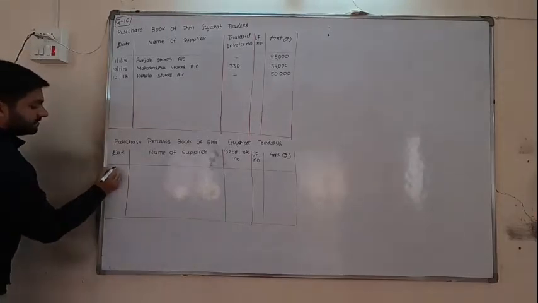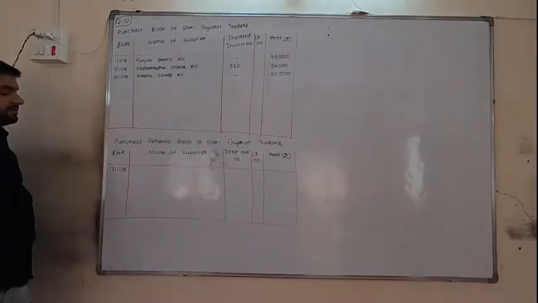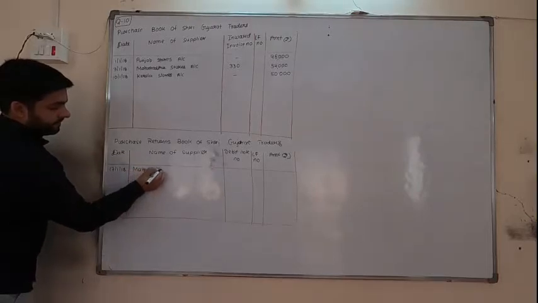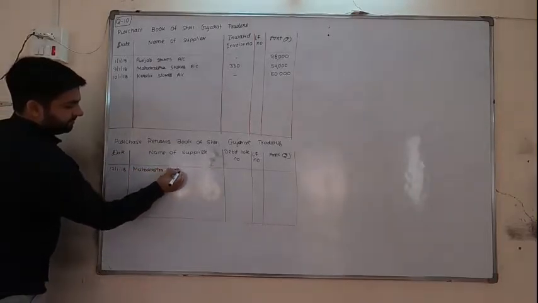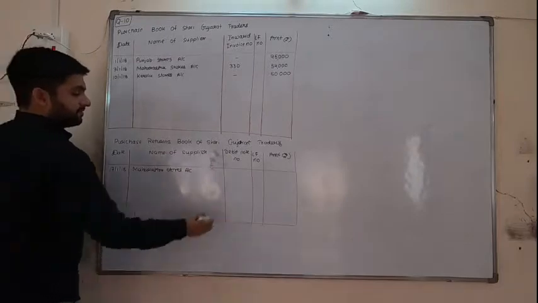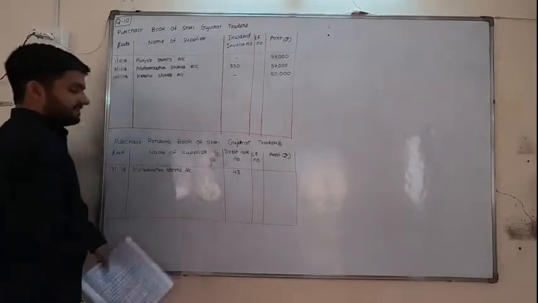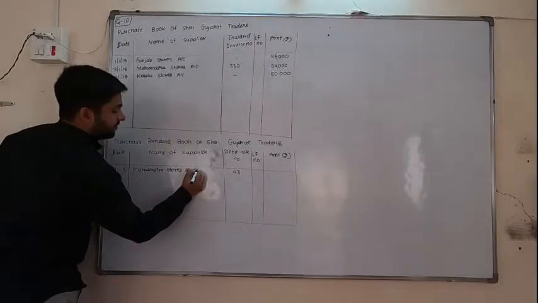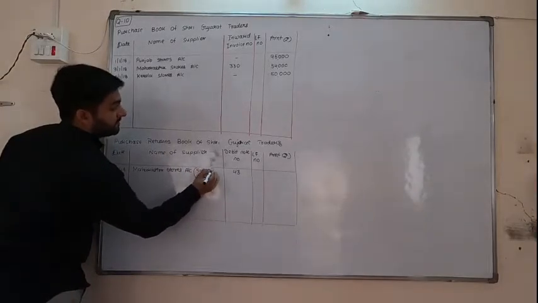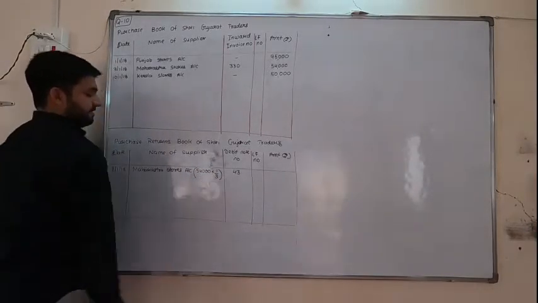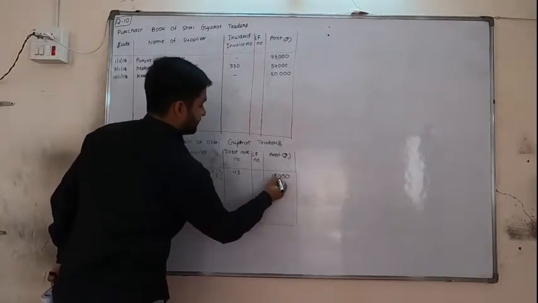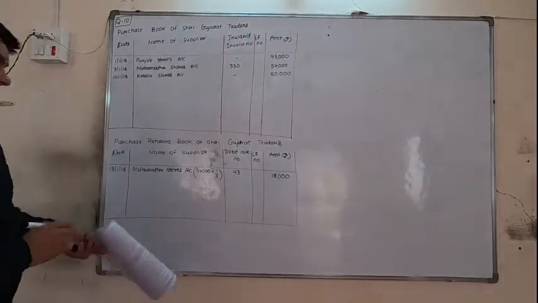So on 17th January 2018, Maharashtra stores account, debit note number is given as 43 and goods are 1/3. So 54,000 into 1/3 is 18, 3 18s are 54. So 18,000. Goods of 18,000 are returned.